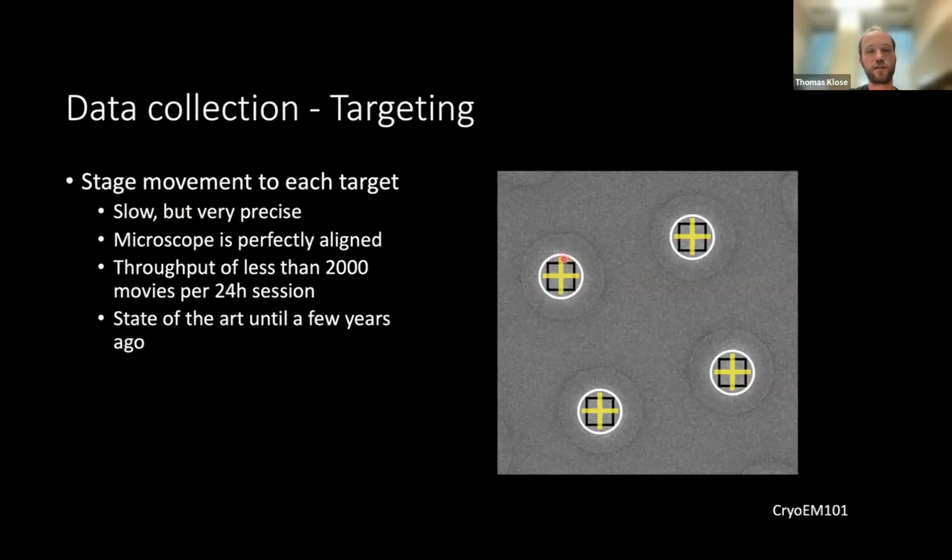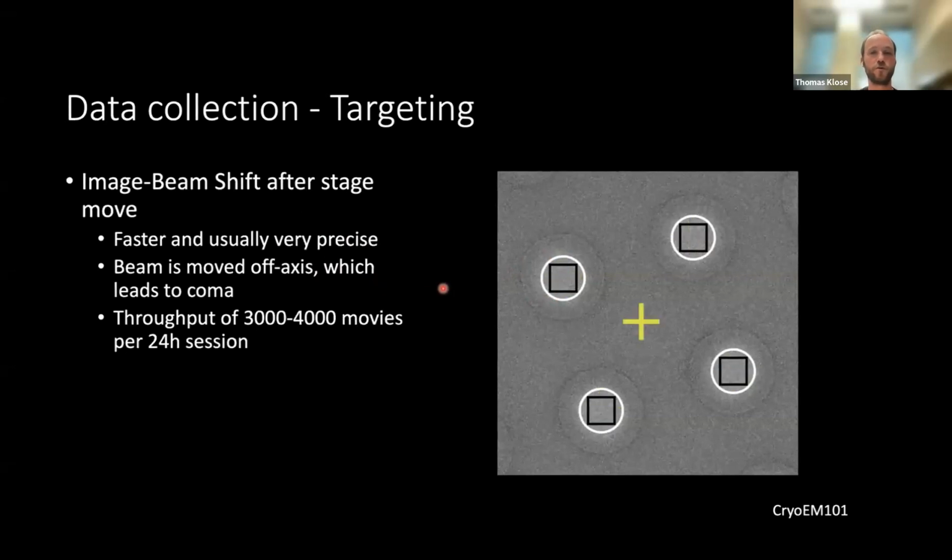And if you use this targeting technique, which was state of the art until a few years ago, you can expect less than 2,000 micrographs or movies in a 24-hour session. That is not really sufficient for today's standards. So what is more typical these days is what is called an image beam shift after stage move. So what you do is to move your stage to the center of a bunch of holes, and then you can shift your beam to target individual holes. So in this case, 4 of them.